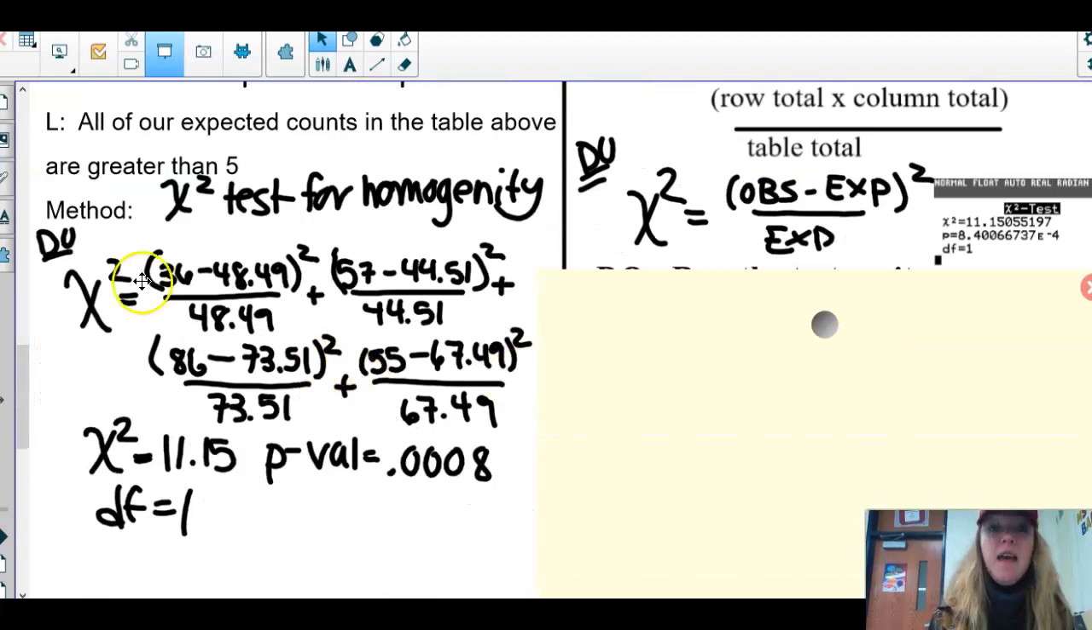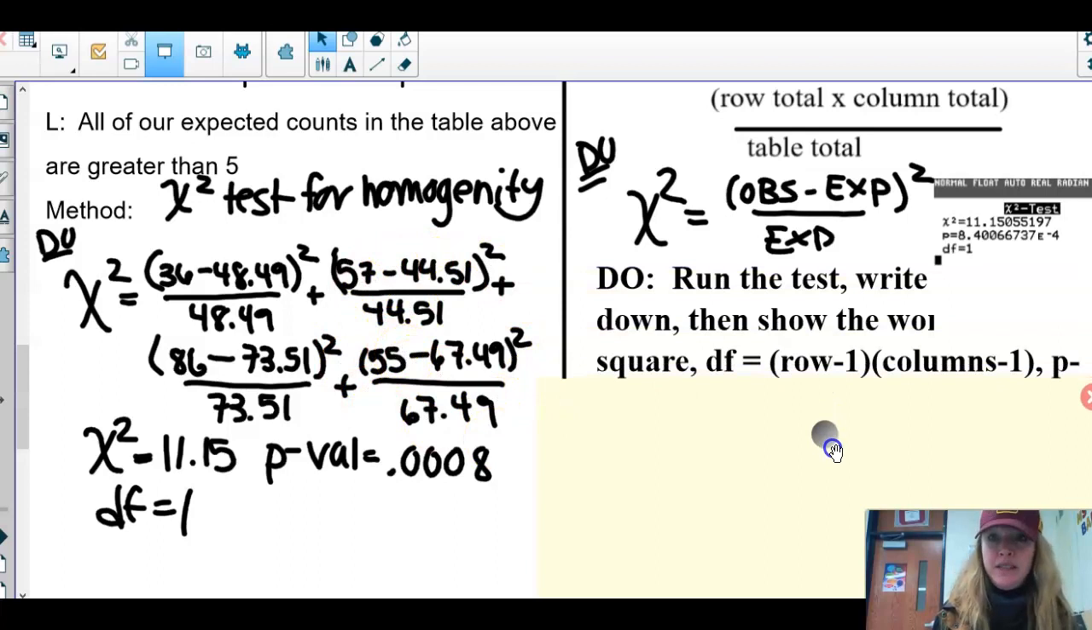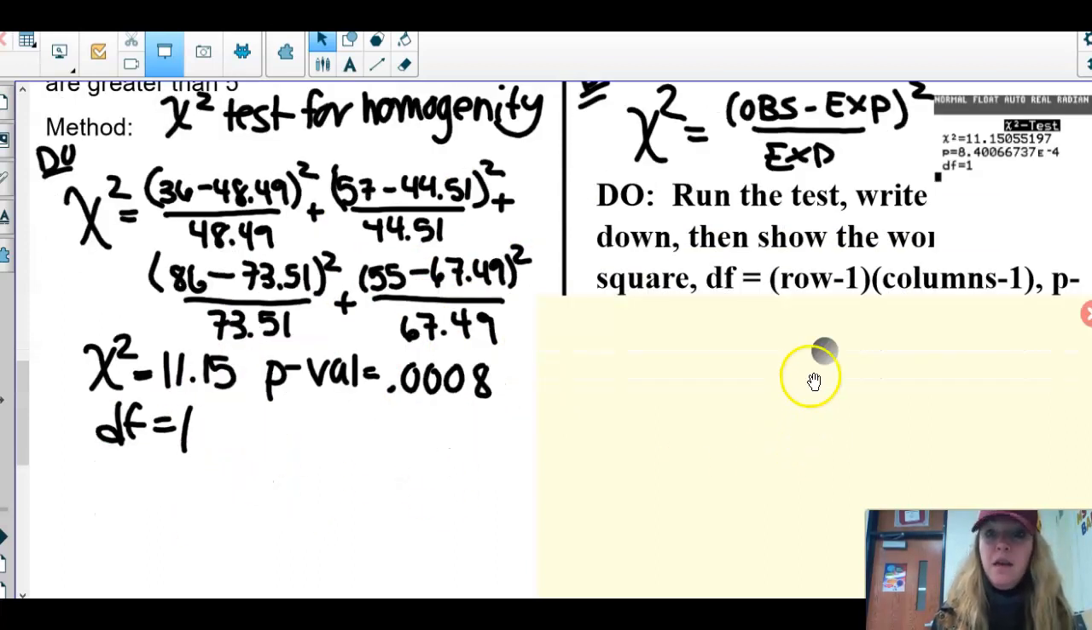Okay? Then I need to fill in my work. You must show this work or you will lose credit. Okay? That's such an important piece. That's what I would do, and that's what I have outlined here. Run the test, write the stuff down, okay? Then show your work, okay?